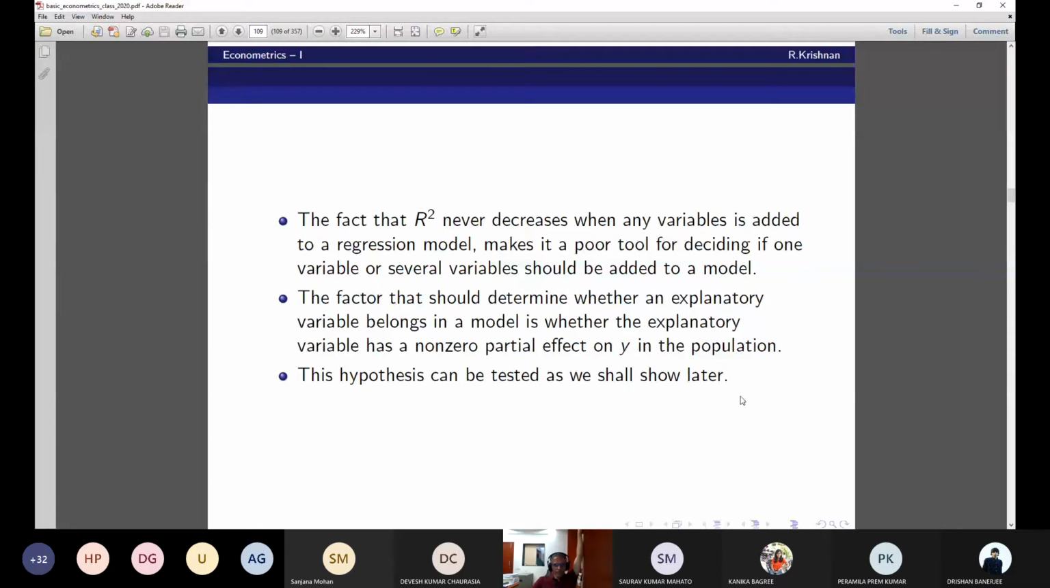So the factor that should determine whether an explanatory variable belongs in the model is whether the explanatory variable has a non-zero partial effect on y in the population. So this is very important. This hypothesis can be tested, but we shall show that later.